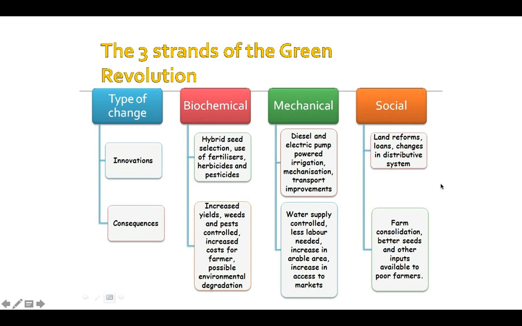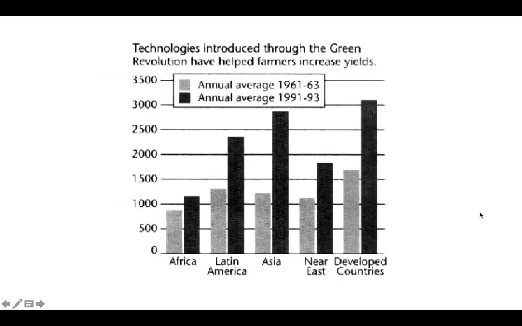So then socially, there were things like land reforms, loans, changes in distributive system. So basically, it was easier for poor farmers to be able to get the things they needed, like better seeds, farms were consolidated, things like that. So you can see again here, developed countries obviously had the biggest increase in their yields after the Green Revolution.